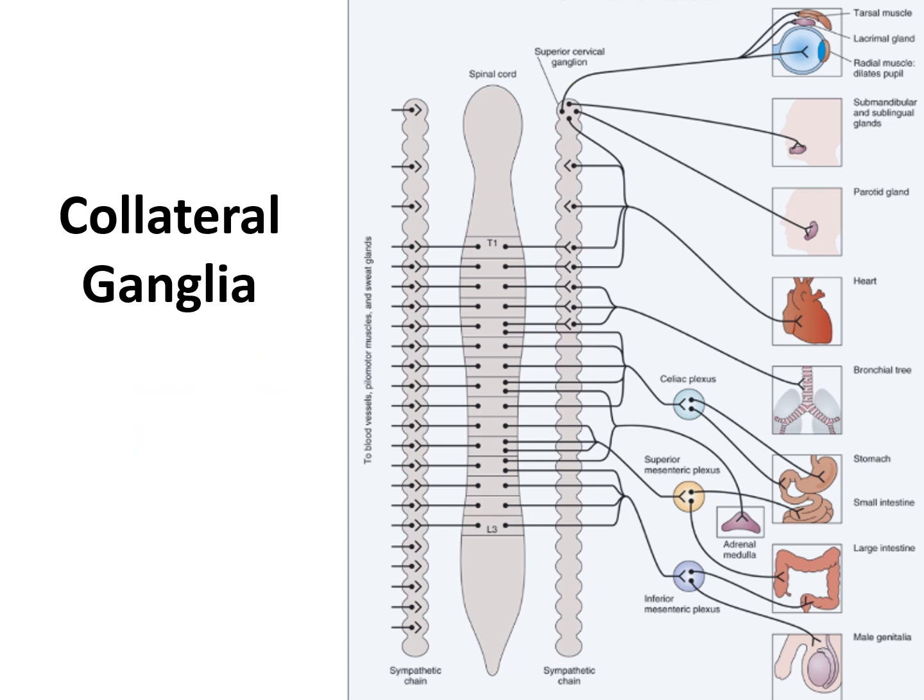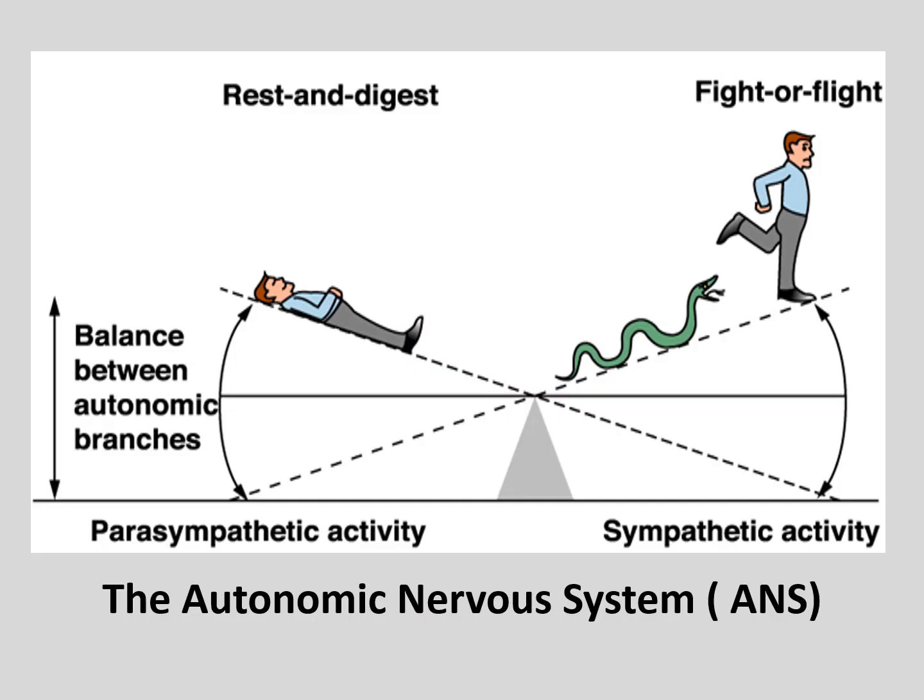Or it can pass for a variable distance through the chain and then through one of the nerves radiating outward from the chain to synapse with the neurons in the collateral ganglia. The postganglionic fibers then travel to their destination in the various organs. Remember that the sympathetic division of the autonomic nervous system is responsible for preparing the body to face fight, fright, and emergency conditions.